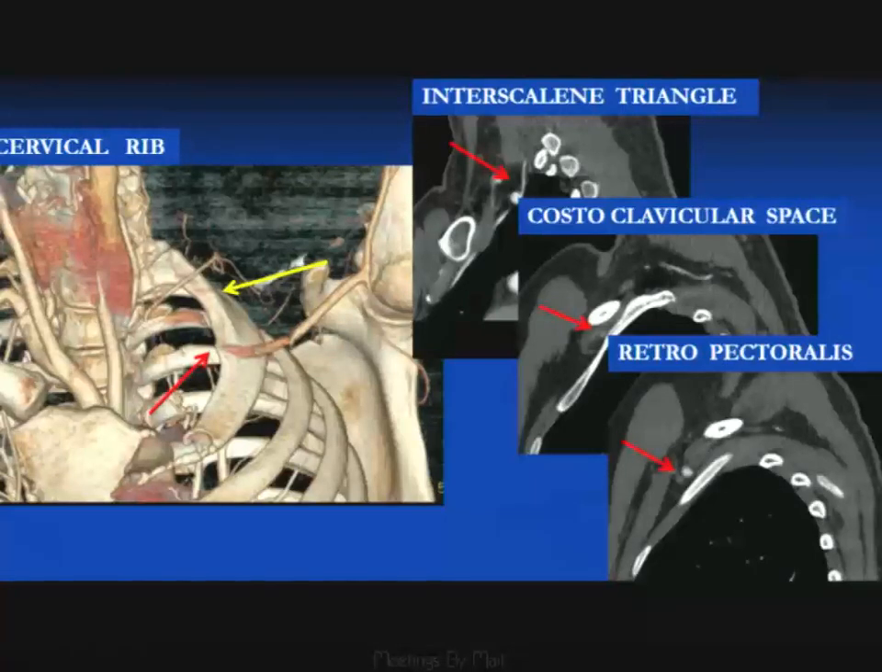So here's an example of a patient who's got a cervical rib, outlined here. There was significant compression of the subclavian artery at the outlet. We had the artery seen here in the region of the interscalene triangle. It was significantly compressed to occlusion in the costoclavicular space, and then we pick it up again in the retropectoralis minor space. So that's a nice positive example of arterial compression in a patient who's got a cervical rib.